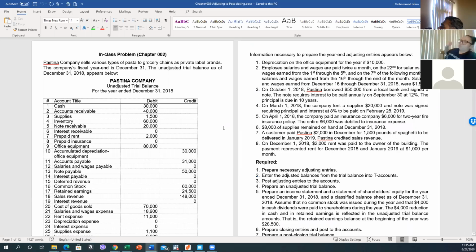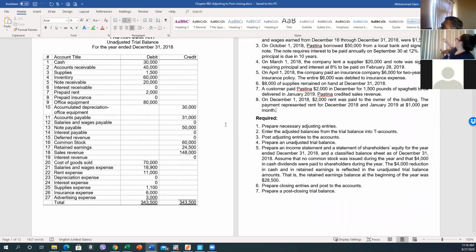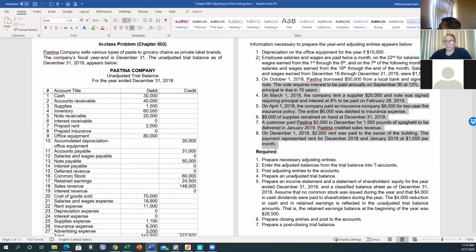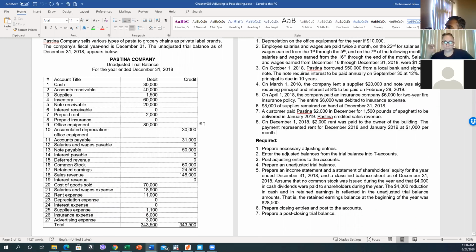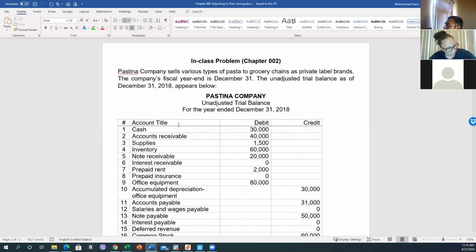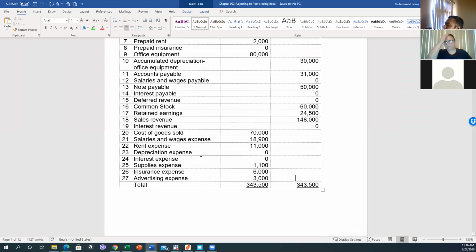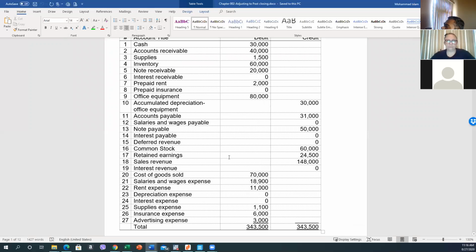We have solved these 8 adjusting entries, and our second requirement is to post these adjusting entries to T accounts, meaning to prepare the ledger accounts for all these 27 accounts. You can see that, if we have anything new, we should create a new account.